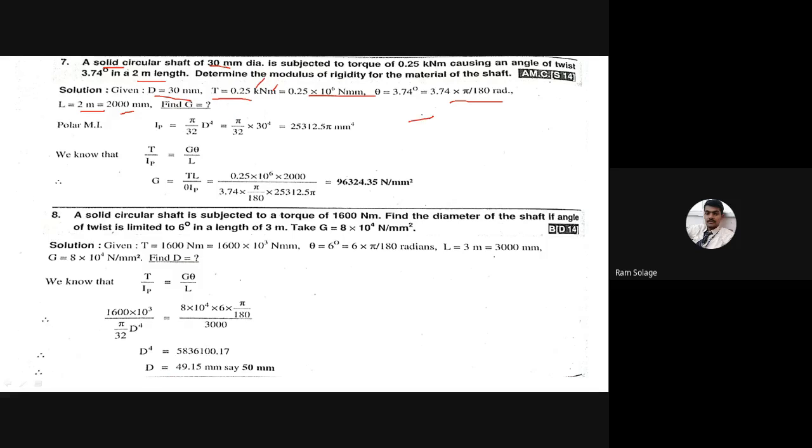Now, what is the relation? T upon J is equal to tau upon R is equal to G theta upon L. Now, they are asking to calculate the value of G. Tau is not given in the problem. टाउ दिले का प्रॉब्लेम मध्ये, दिलेलं नाही. ही डायरेक्ट काय करा, ड्रॉप करा आणि आपण हा रिलेशन यूज करू, रिलेशन नंबर 1 आणि रिलेशन नंबर 3. ह्याला 1 म्हणू, ह्याला 3 म्हणू, ह्याला 2 म्हणू.